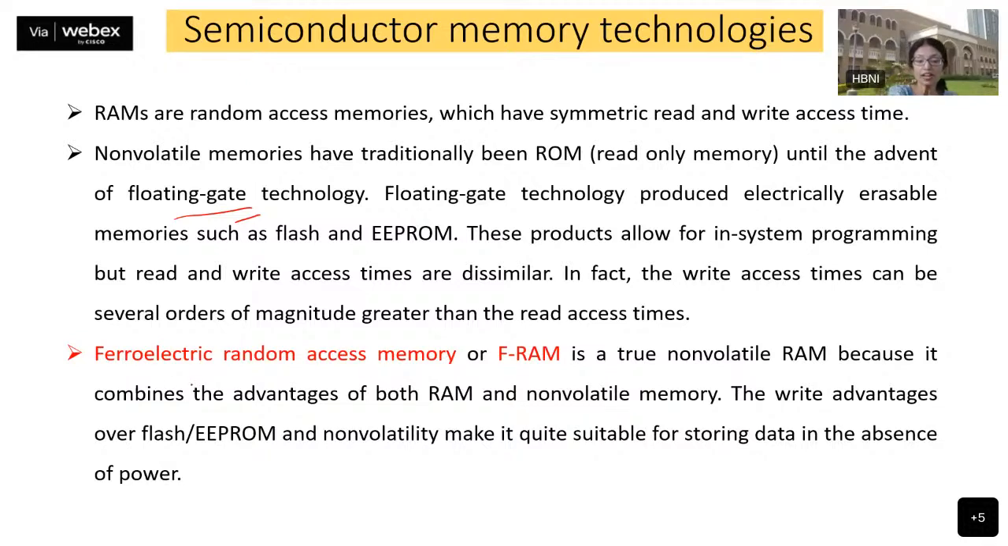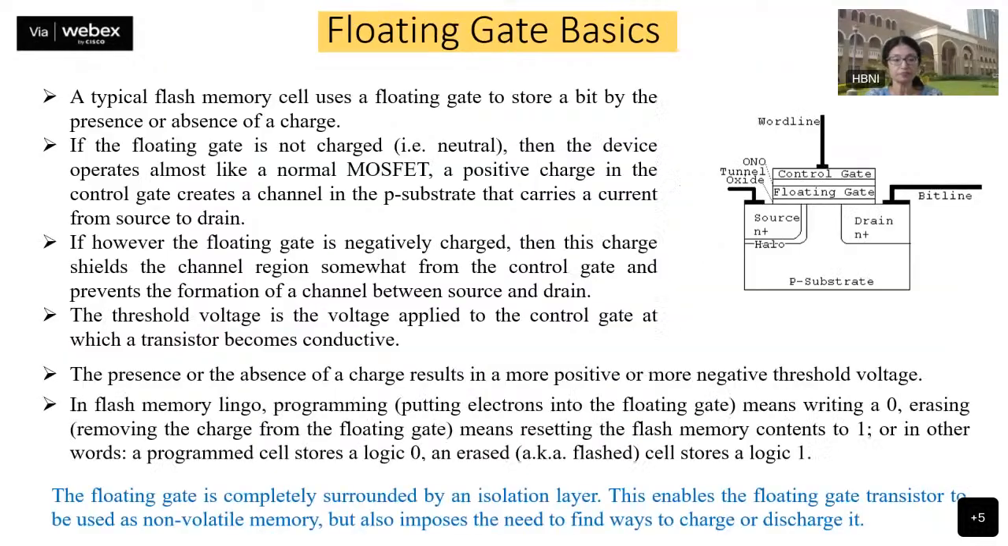Now, in case of a ferroelectric random access memory or FRAM, what you get is a truly non-volatile random access memory, because it combines the advantage of a random access memory with a non-volatile memory. The write advantages over flash and EEPROM and the non-volatility make it very suitable for storing data even in the absence of power. So that is why we are moving into ferroelectric random access memory.